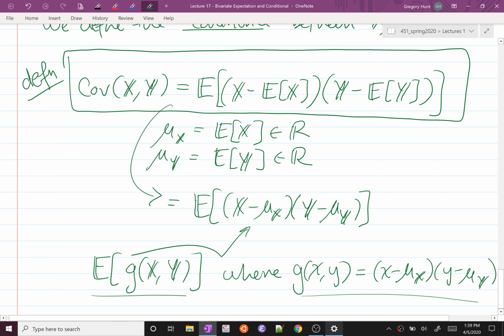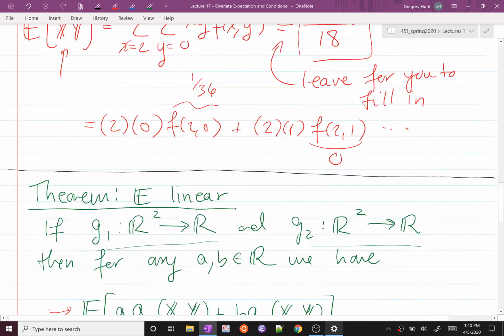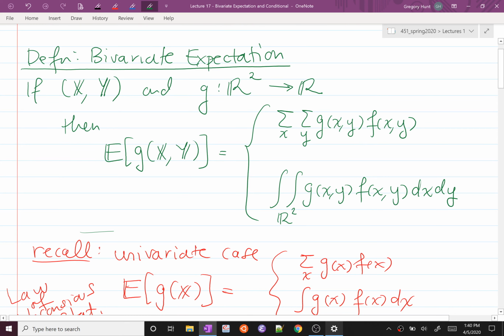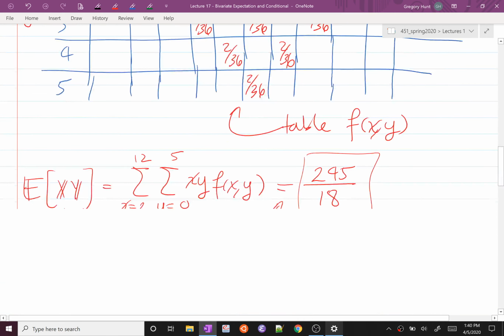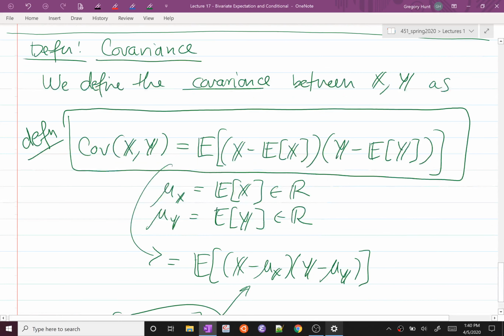And below that is just some equivalencies. Of course, we know how to calculate E of g of x comma y because we have a definition all the way up at the top that we started off today with. And so this definition gives us a way of calculating. If we know the joint PDF, then we can either do some sums or do some integration, and we can find what the covariance is.